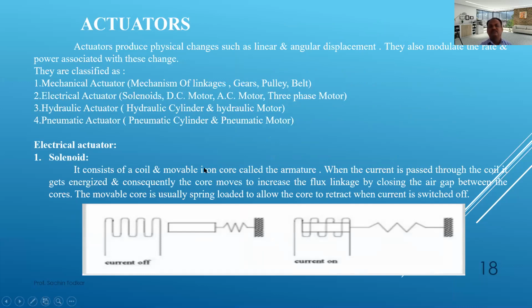Now the actuators. There are four types of actuators: mechanical, electrical, hydraulic, and pneumatic actuators. So in this lecture, we are just going to introduce you to the actuators. In mechanical actuators, it is a mechanism of linkages, gears, pulleys, or belts. In electric actuators, we are going to see solenoids, DC motors, AC motors, and three-phase motors. In the next lecture, we are going to see these motors and how they work.